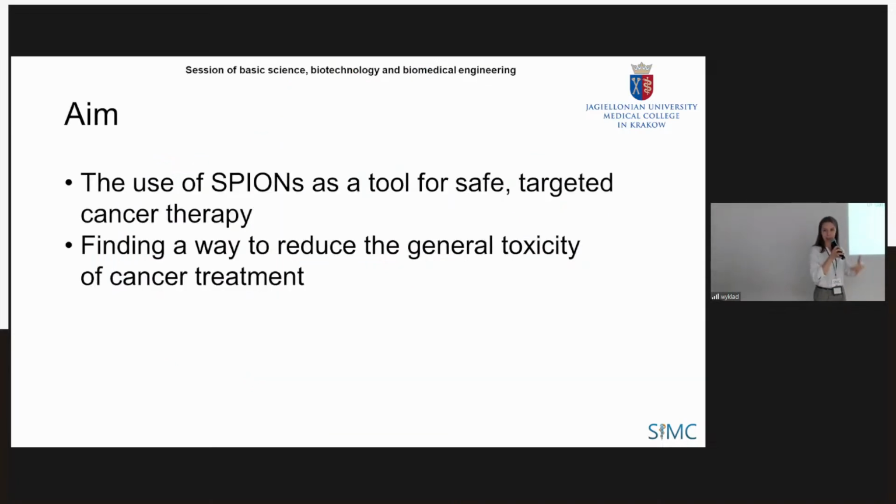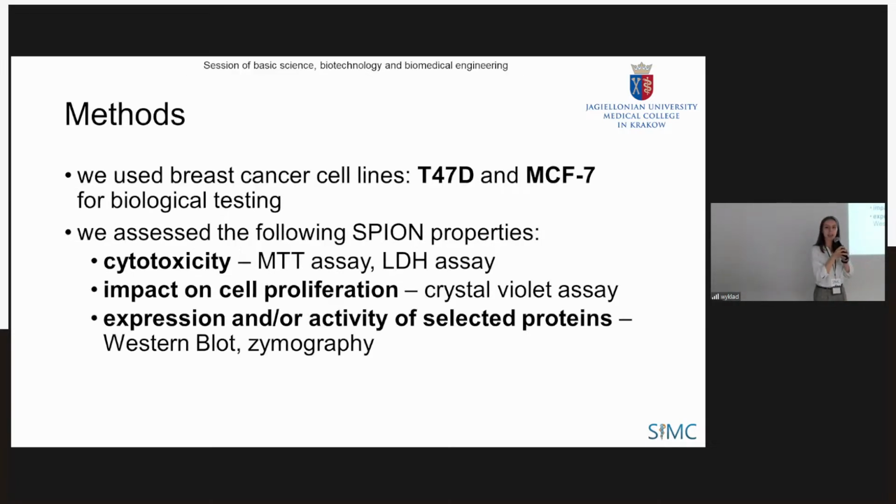So this was our aim, finding a way to reduce the general toxicity of cancer treatment by making it a more targeted therapy. We used some biological testing methods to first determine the SPION properties, because they are supposed to be used as carriers, but in order to use them as carriers, we first need to examine how they themselves impact cancer cells. So we assessed their cytotoxicity, their impact on cell proliferation, and their impact on some protein expression.